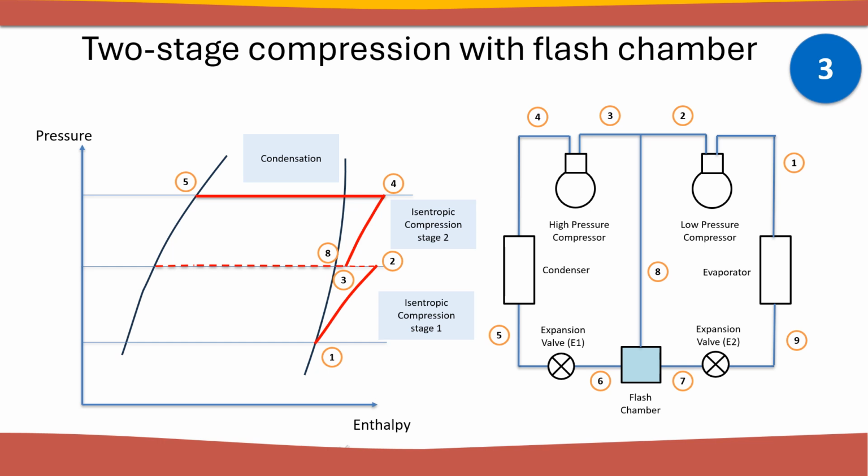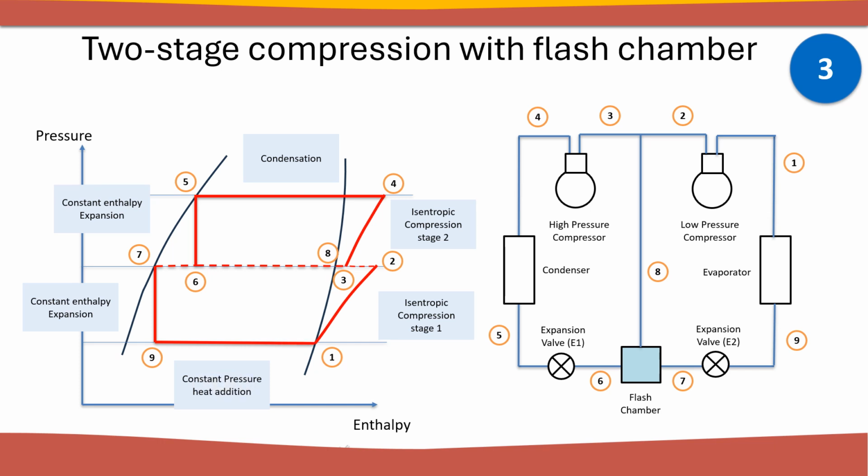Subcooling the refrigerant, however, can further increase the refrigerating effect. Next, the liquid refrigerant undergoes the first stage of expansion from point 5 to point 6 and enters the flash chamber. The liquid refrigerant from the flash chamber is then expanded to the evaporator pressure from point 7 to point 9. Refrigerant evaporation, or heat absorption, occurs from point 9 to point 1.